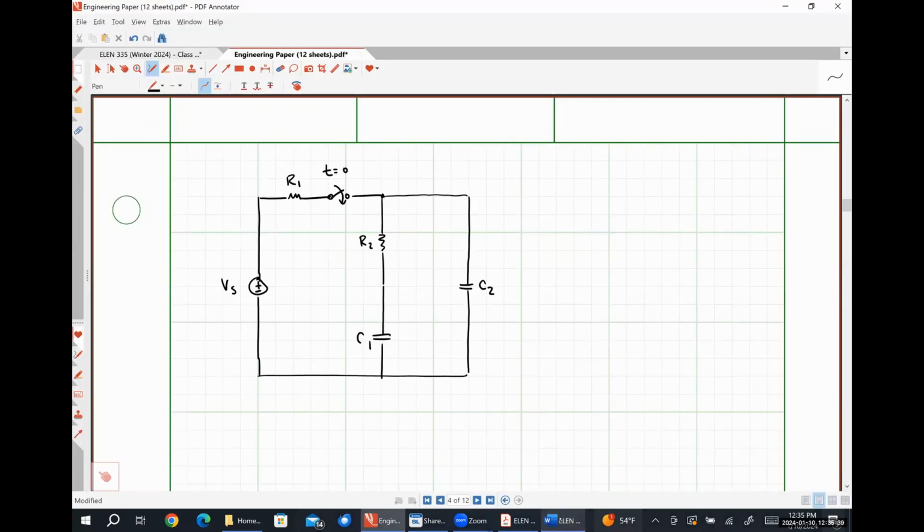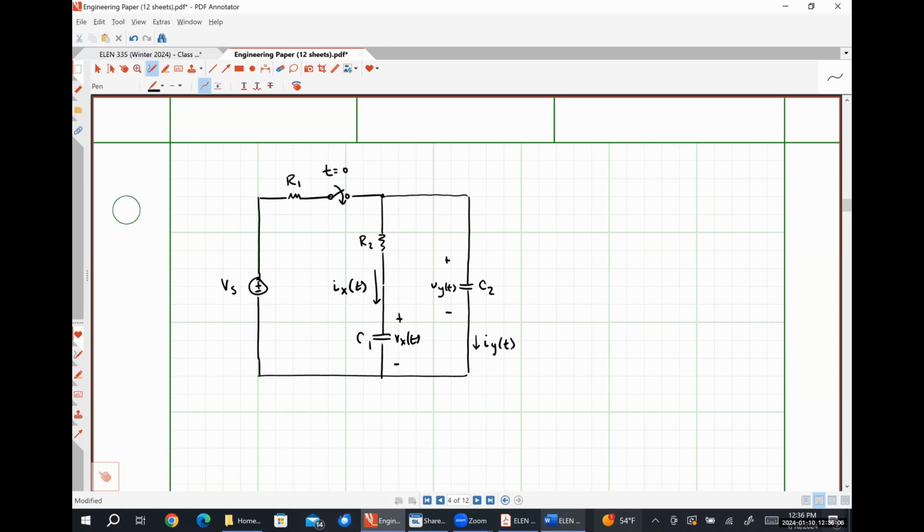So I'm calling this voltage Vx, which would make this current Ix. This voltage will be Vy. And this current will be Iy. Okay. Numbers are bad, so I'm not going to use it.